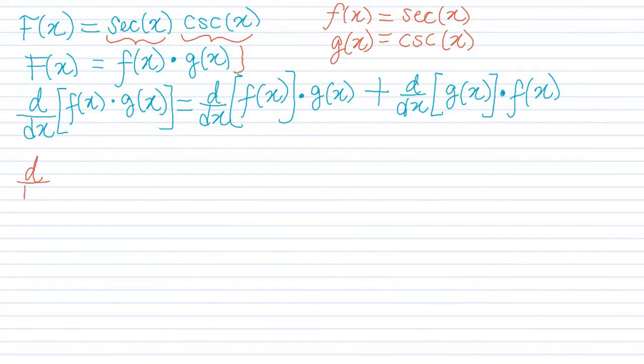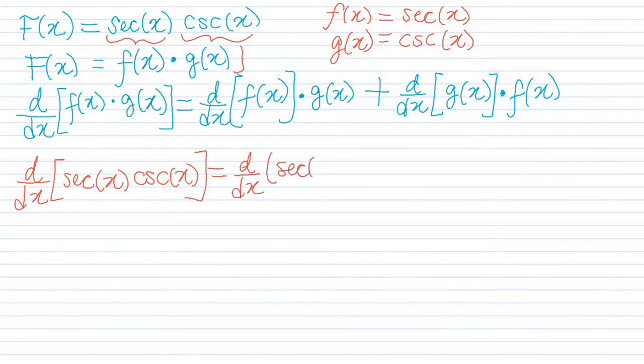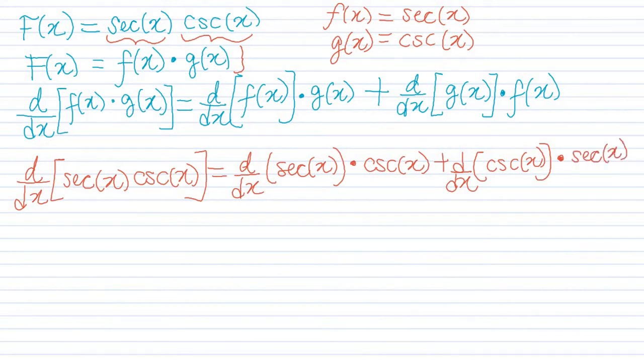So the derivative of secant x multiplied by cosecant x equals the derivative of secant x multiplied by cosecant x plus the derivative of cosecant x multiplied by secant x, which is obviously f of x. So now that we have this information, we can proceed to differentiating it.